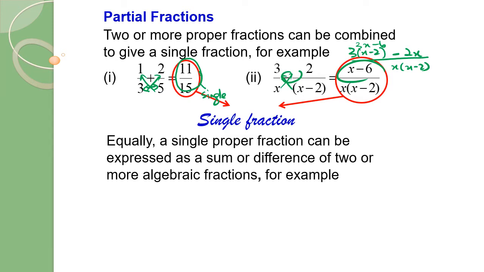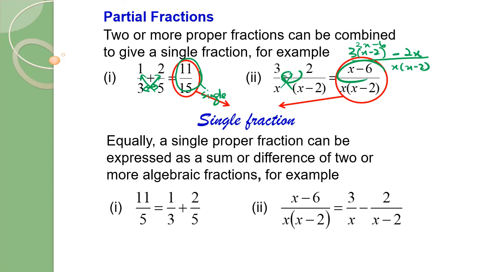Equally, a single proper fraction can be expressed as a sum or difference of two or more algebraic fractions. For example, 11 over 15 can be written as 1 over 3 plus 2 over 5. So it will be the other way around. And then this x minus 6 over x of x minus 2 can be written as 3 over x minus 2 over x minus 2. So this is a single fraction.